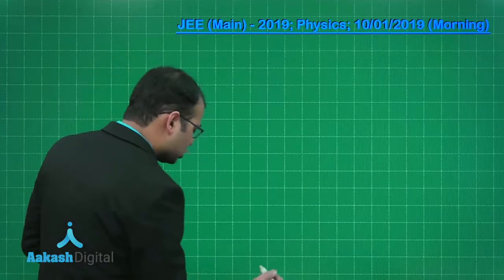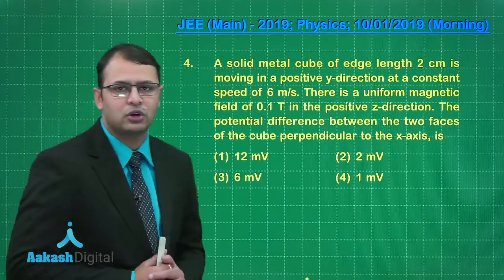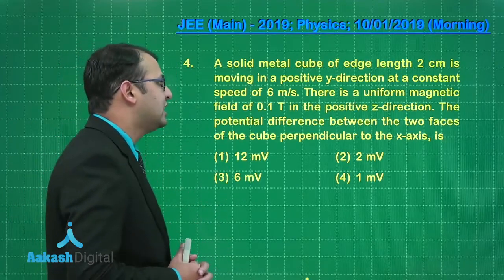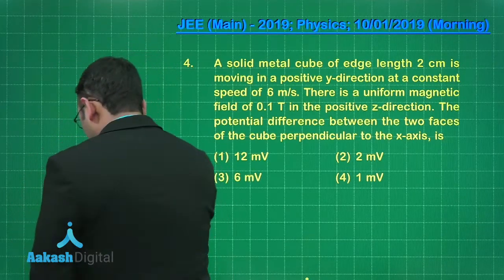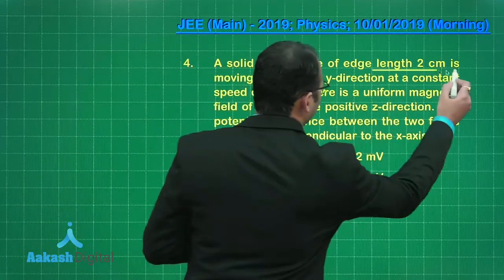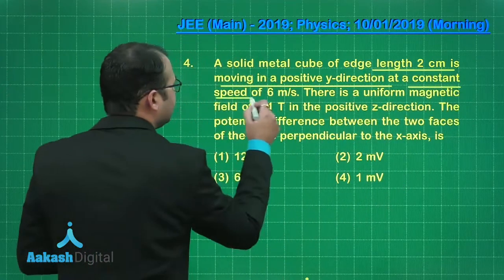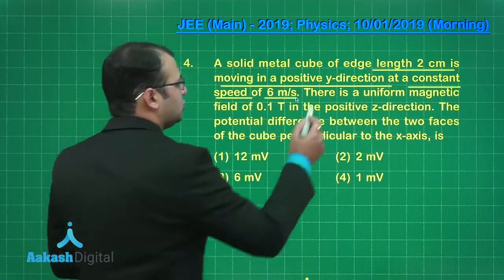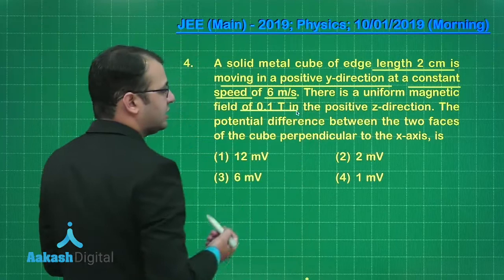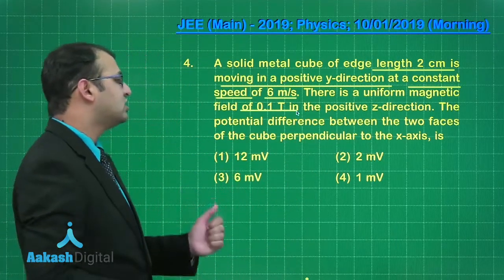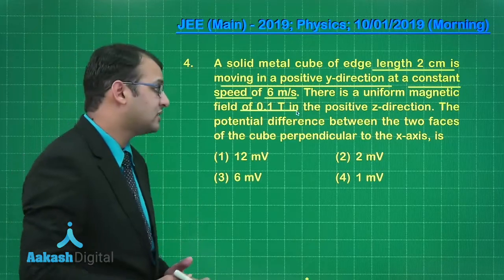Now let's start with question 4. As you can see, the question belongs to a section of electromagnetism. A solid metal cube of edge length 2 cm was moving in the positive y direction at a constant speed of 6 meter per second. There is a uniform magnetic field of 0.1 Tesla in the positive z direction. The potential difference between the two faces of the cube perpendicular to the x-axis is.